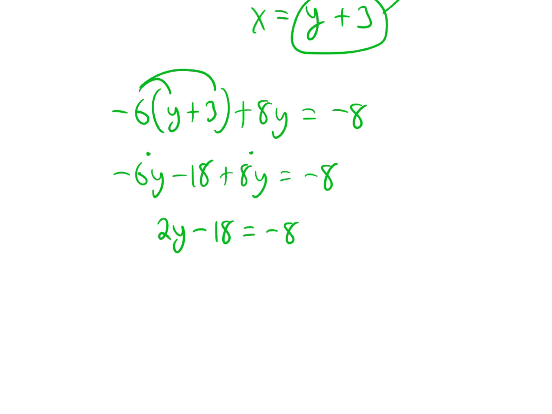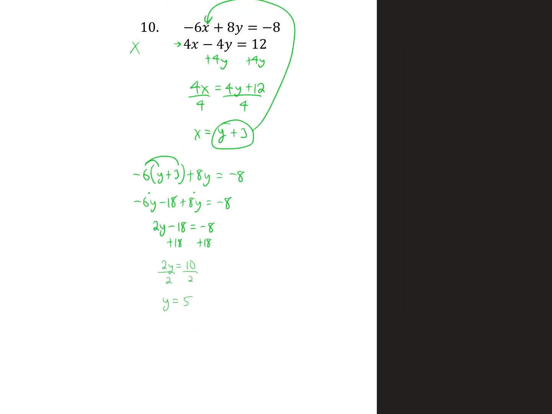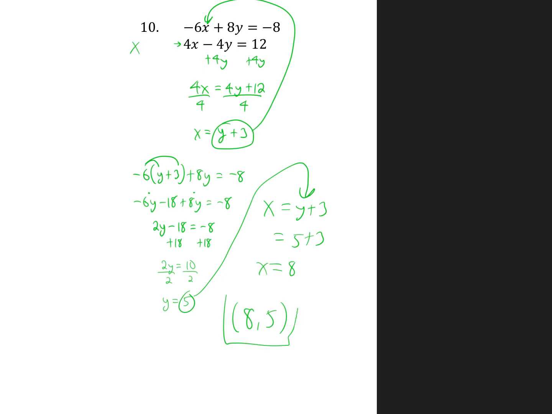We're going to add 18 to both sides to get 2y by itself. So we get 2y equals what, 10? Divide by 2. y equals 5. Are we done? Not quite. We got to plug in. I'm going to plug into the equation we made here, x equals y plus 3. So we're taking this 5, plugging in for y. So we get 5 plus 3, which is going to equal 8. So our answer is going to be 8, comma 5.